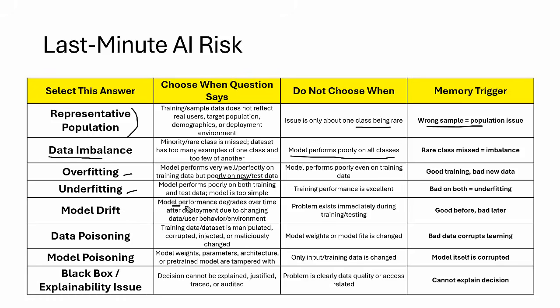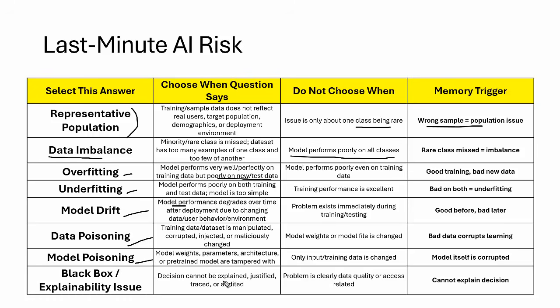If the question says model performance degrades over time after deployment due to changes in data behavior and all that, it's model drift. If the training data set is manipulated, corrupted, or injected with malicious data during the training phase, the answer is basically data poisoning. Don't select that when the question says model weight. If model weights, parameters, architecture, or a pre-trained model are tampered with, that is model poisoning.